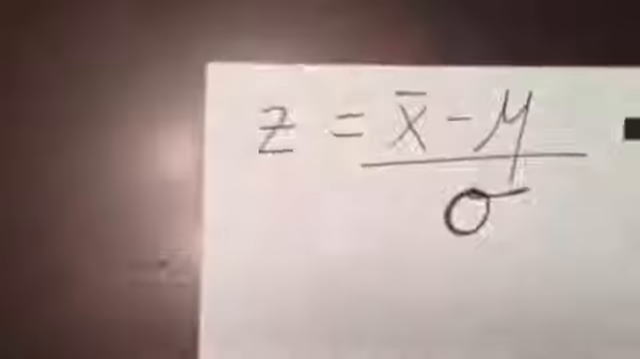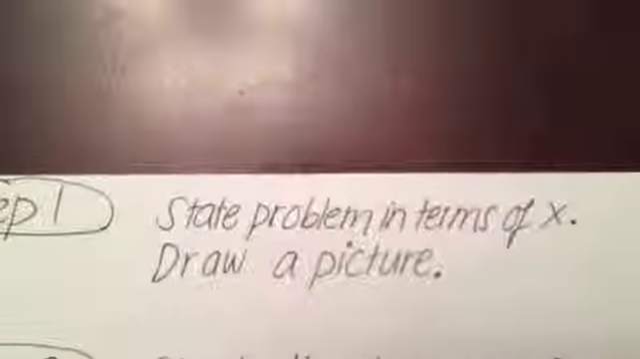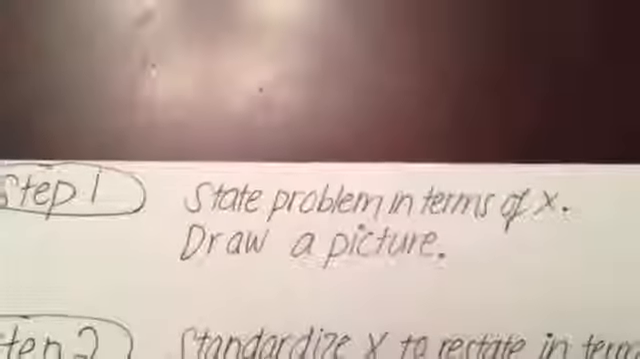Before you know the formula z equals x minus mu divided by standard deviation, you should know the steps. Step 1 is simple: restate the problem in terms of x. The first step is important. It's key to success. If you don't get this first step, you might trip and fall, and then you'd scrape your knee and cry and bawl. So next, draw a picture and shade your area of interest, and don't get distracted and end up on Pinterest.